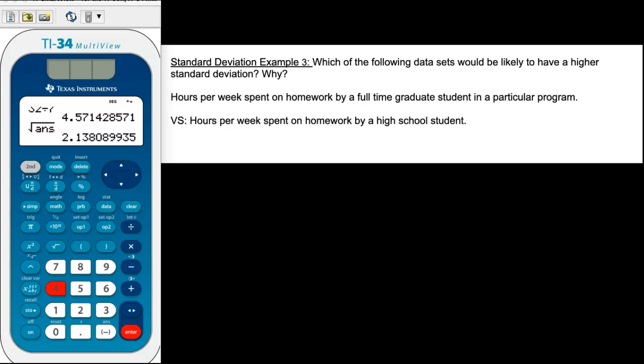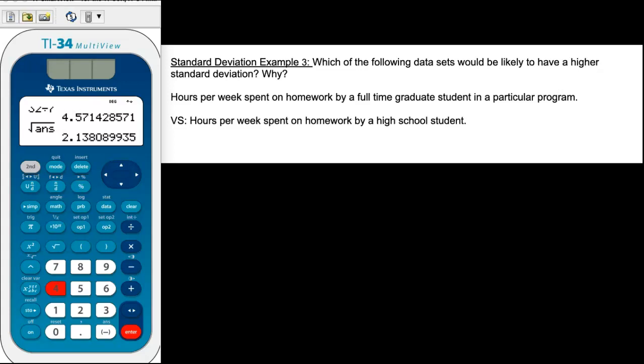Now, it's hard sometimes to answer questions like this because we don't know the particular students. We don't know who they are. We don't know what programs they're in. It's possible that the type of student is going to vary. But on average, if I were just to take a guess, what you want to ask yourself here is which one is going to vary more? That's going to have the higher standard deviation.